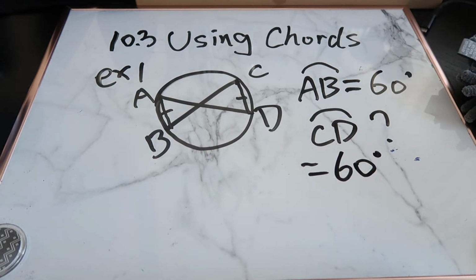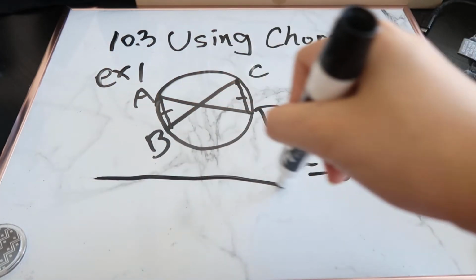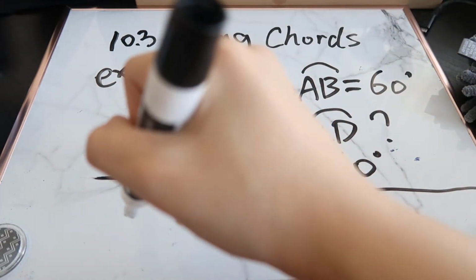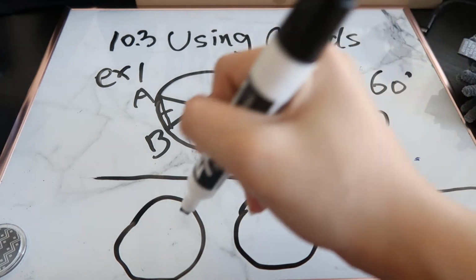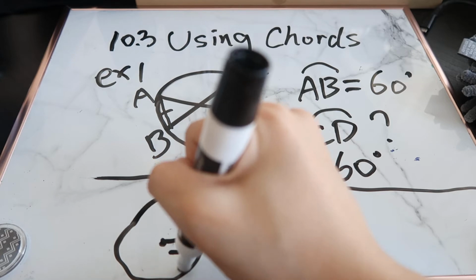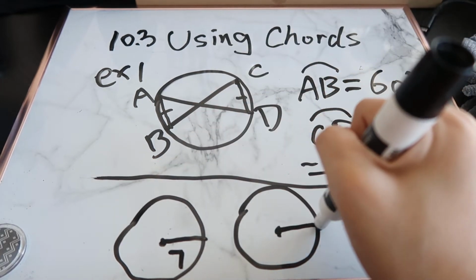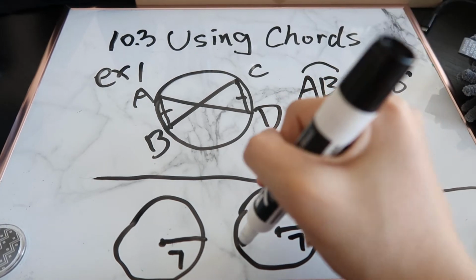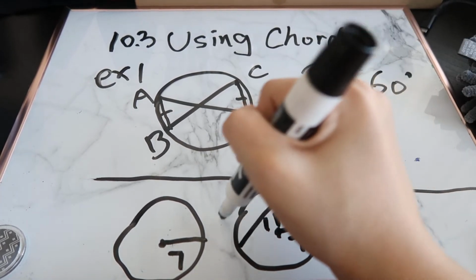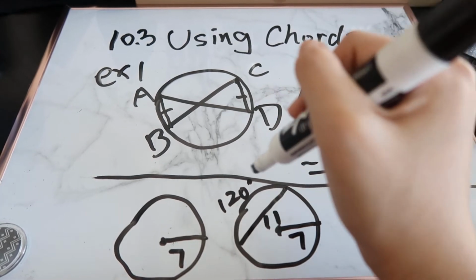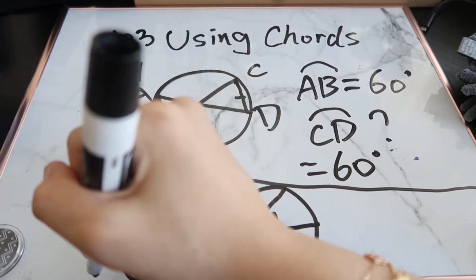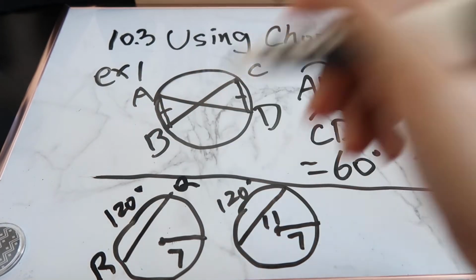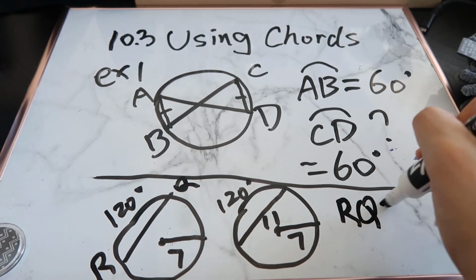And the theorem also works if we have 2 different circles. So let me just show you another part at the bottom. Let's say we have 2 circles, and it says they have the same radius, so the radii are both 7. Then it says this chord is 11 and the arc is 120 degrees for this circle. Then we want to know what the chord value is for the left one. So we want to know what RQ is.